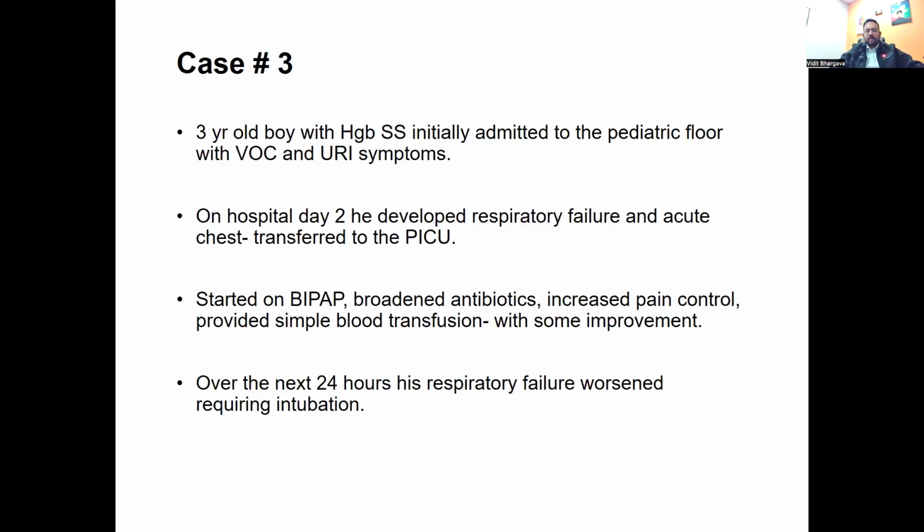Next case is that of a 3-year-old boy with sickle cell, initially admitted to the floor with URI symptoms and pain crisis. On hospital day 2, he develops respiratory failure and acute chest and is transferred to the PICU. The patient is started on BiPAP, antibiotics are brought in, pain control is improved, and he is provided a blood transfusion with some improvement. Over the next 24 hours, his respiratory failure worsens, requiring intubation.